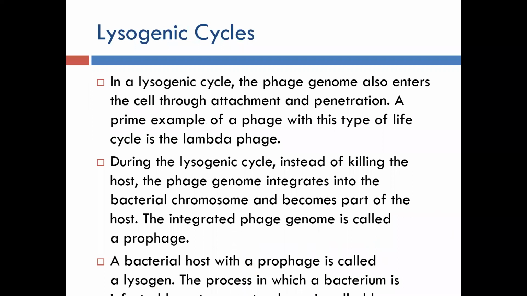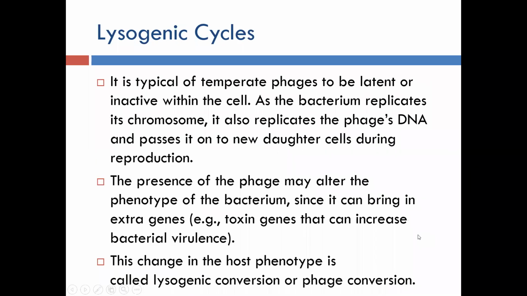In a lysogenic cycle, it's a little different: the phage genome also enters the cell through attachment and penetration. Take the example of a Lambda phage cycle. Instead of killing the host cell, the phage genome integrates into the bacterial chromosome and becomes part of the host cell, and it's now referred to as a prophage. A bacterial host with a prophage is called a lysogen, and this process is known as the lysogenic cycle. This usually happens in temperate phages and allows a virus to be latent, or undetected.